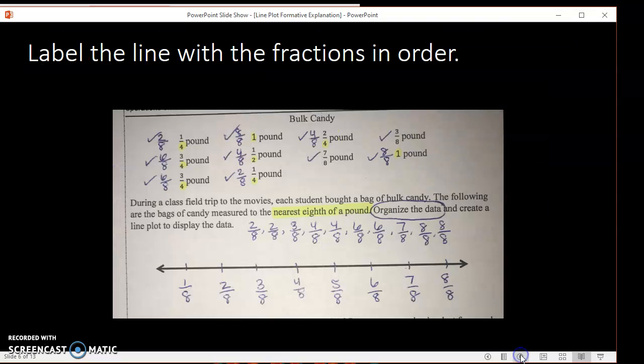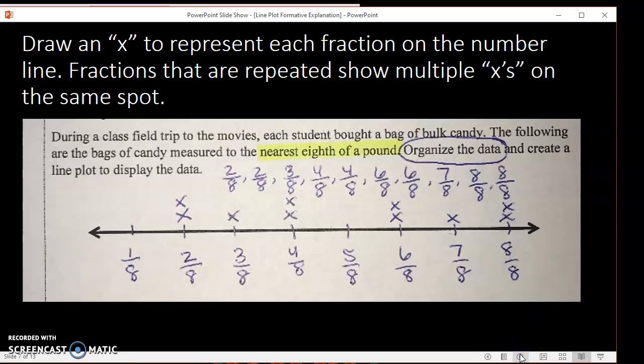So moving on, now we're going to label the line with the fractions in order. I put my 4/8 in the middle, and then I went through and I split my middles, and I put in my 2/8 and my 6/8, and then I filled in the other numbers so that it was evenly dispersed across the line. So our next step, now that our line is prepared, is to actually place the x's.